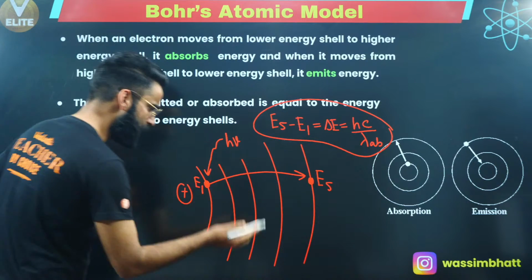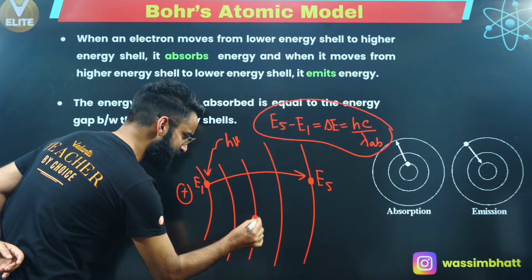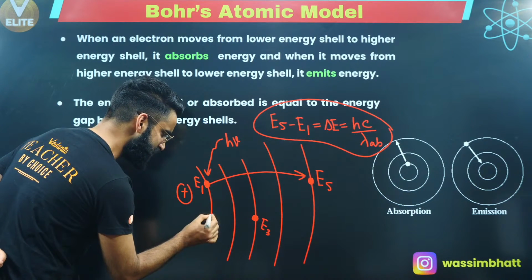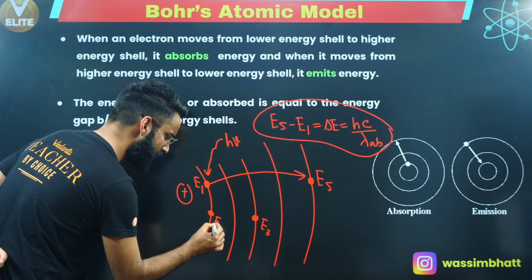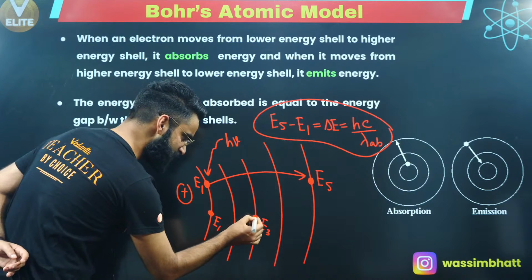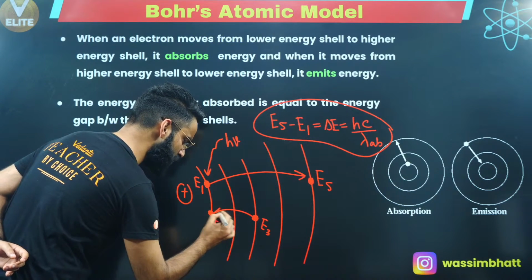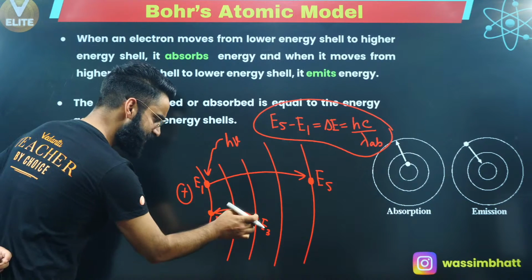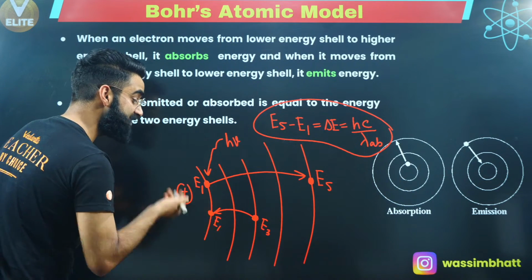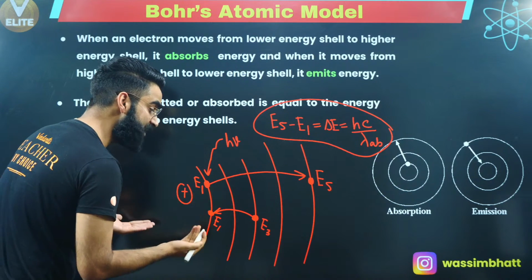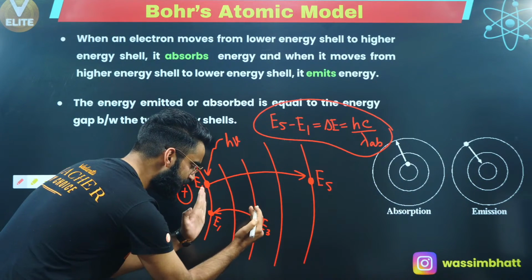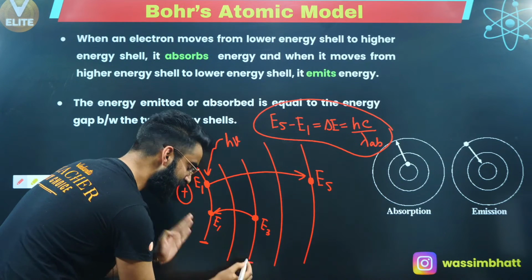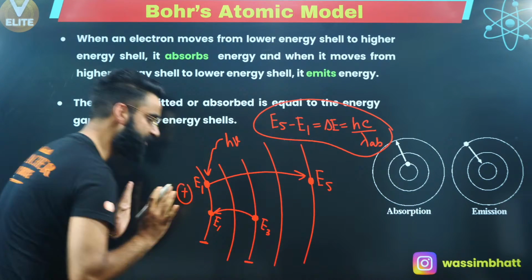Understand? Now, for example, the electron is in shell number 3. The energy possessed by the electron is E3. The electron has to go to shell number 1, and the energy of the electron in shell number 1 is E1. So electron has to make a transition from higher energy state to lower energy state. And we know when electron makes a transition from higher energy state to lower energy state, energy is emitted. How much energy will be emitted by the electron? Whatever will be the energy gap between shell number 1 and shell number 3, same amount of energy the electron is going to emit.